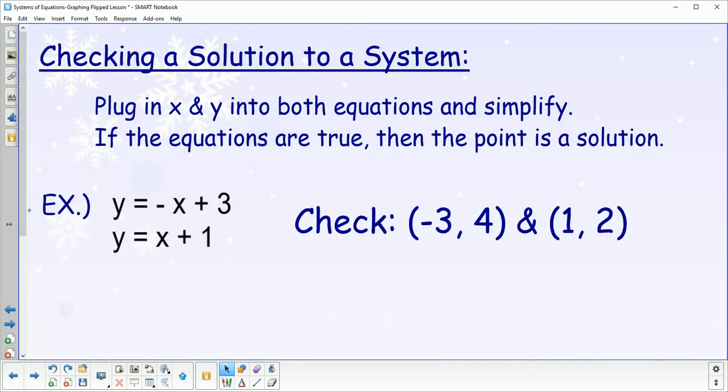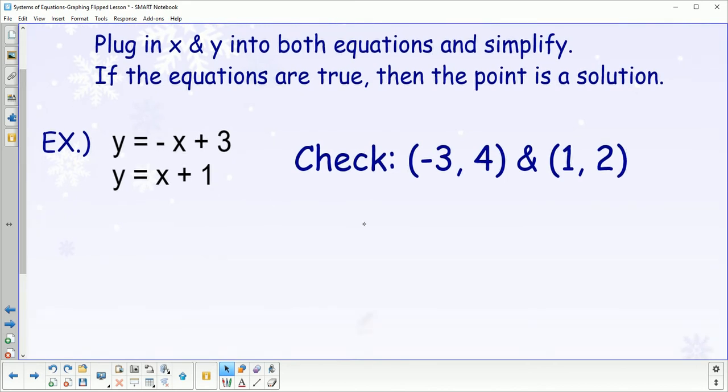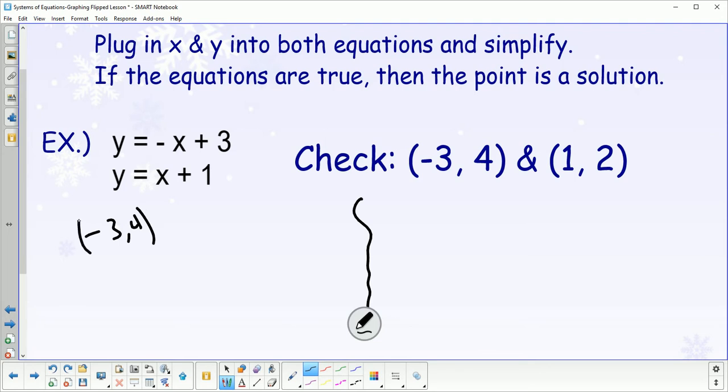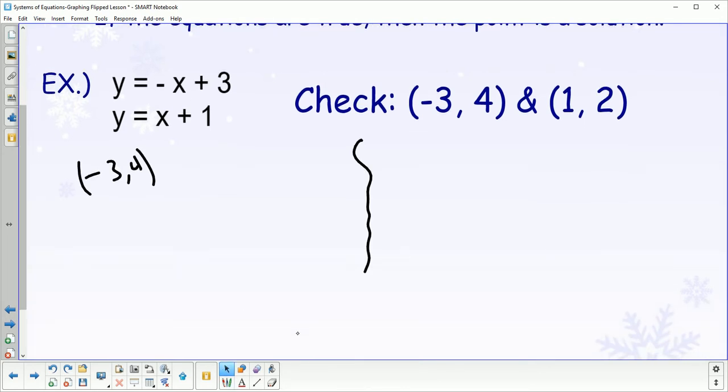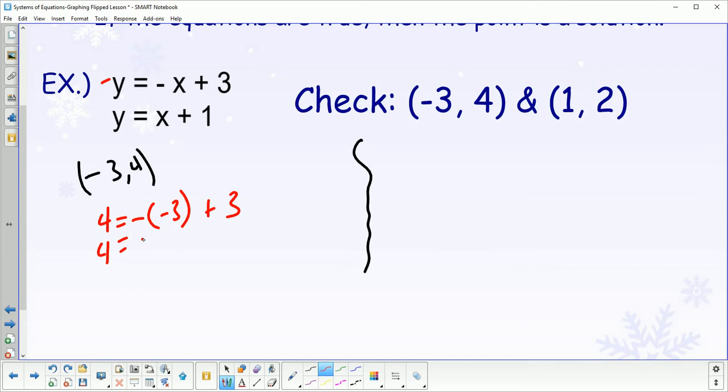So for this example, we have 2 equations. We're going to check both these points. So the first one we're going to do is negative 3, 4. So I'm going to take it in. I need to do it in both equations, don't forget. So I'm going to take that first equation. I'm going to change my y to 4. So I'm going to do this one in red. Y to 4. And we have a negative of a negative 3 for x. Plus 3. So I get 4 on this side. Negative 3 is just 3 plus 3 is 6. So already, right there, we know this one is not a solution.